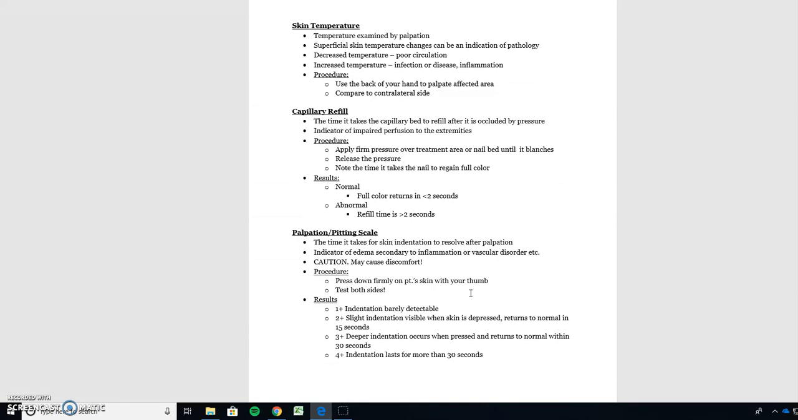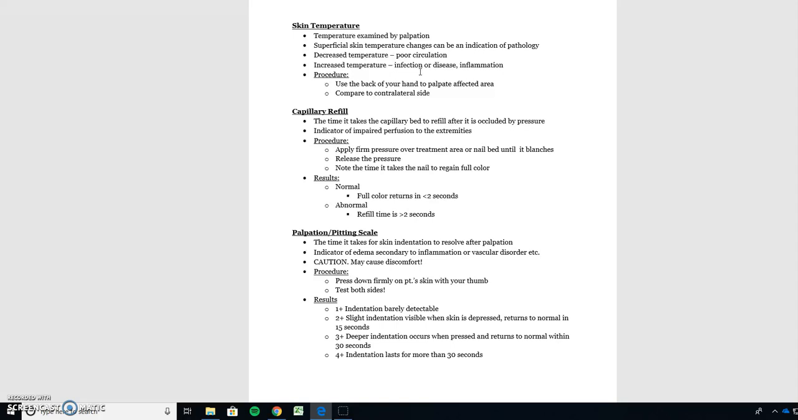A few other things that we are going to evaluate with our sensation testing and our examination. We want to evaluate the skin temperature. We're going to evaluate the temperature by palpation, so we're going to be touching the area. Superficial skin changes can indicate what's going on with the patient. They can indicate the pathology. If they have decreased temperature, then my guess is that they have poor circulation. If they have increased temperature, they may likely have an infection or some type of disease. They may even have inflammation, because that is one of the key components of inflammation, increased temperature to the area.